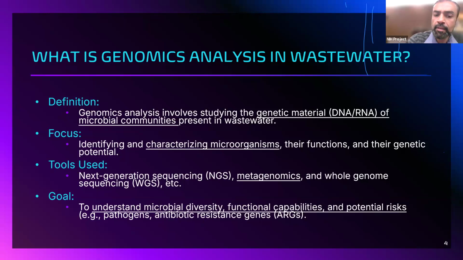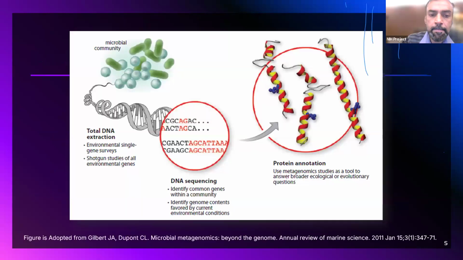In this sense, antibiotic resistant genes are the most important thing we are looking for in the sequences and in the genomics of the microbial diversity of wastewaters. So this is the pictorial representation of how we are going to fetch the DNA sequencing or the RNA sequencing out of the microbial diversity of the wastewater. We will get the DNA and we will extract it.